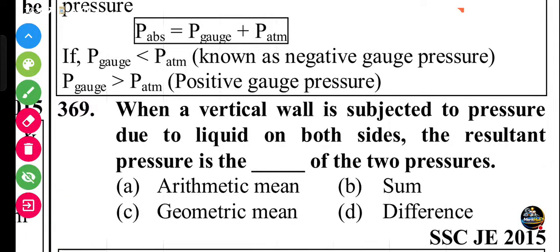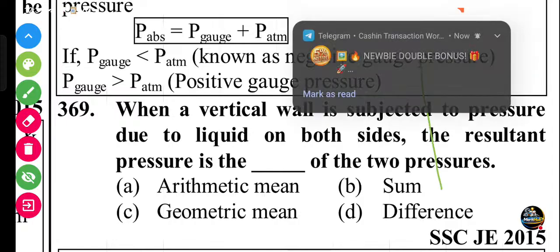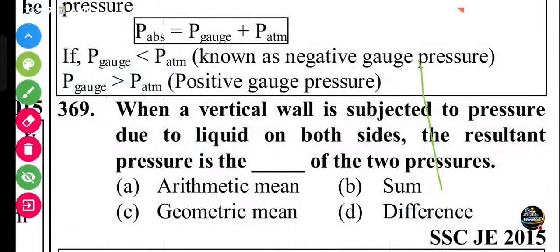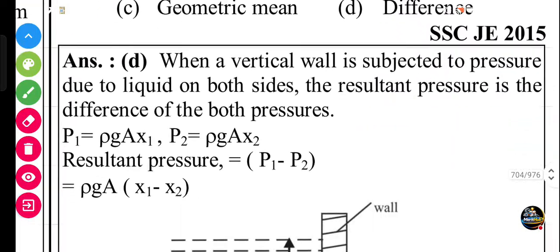When a vertical wall is subjected to the pressure due to liquid on both sides, the resultant pressure is dash of the two pressures. For a vertical wall with pressure due to liquid on both sides, the resultant of the two pressures is the difference. Let's check. D. Yes, difference.